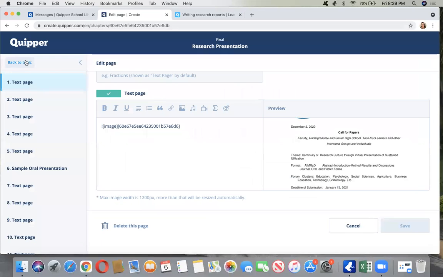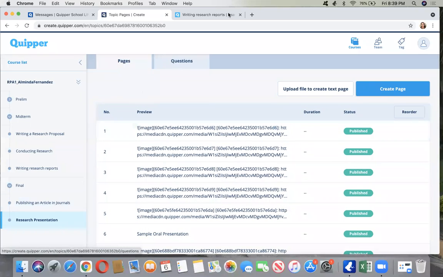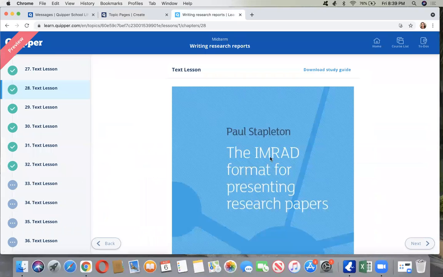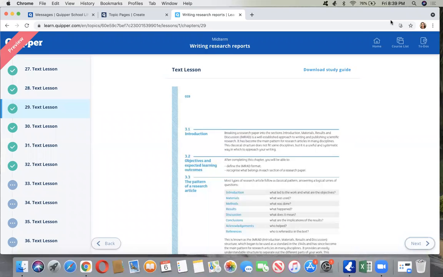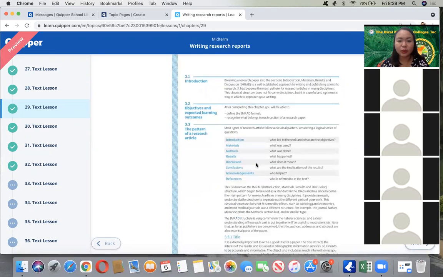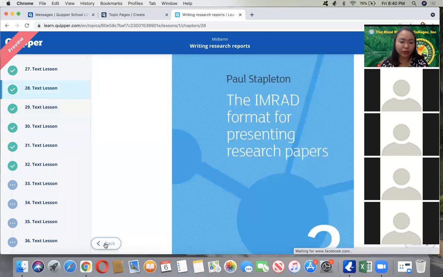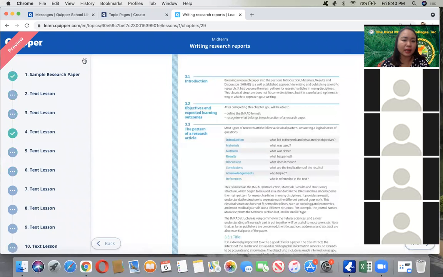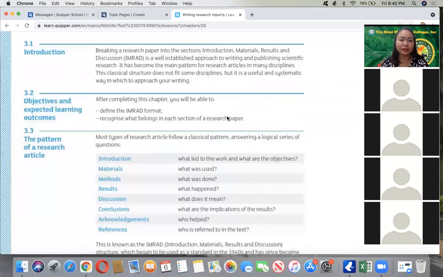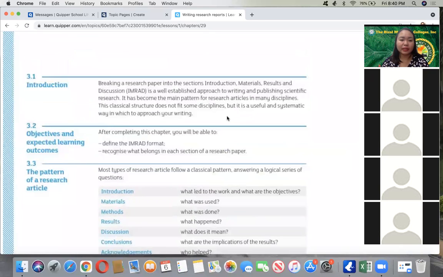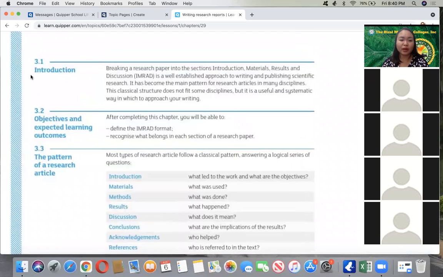So, but we're still going to talk about it, hopefully matapos natin yung finals. Konti lang naman ito, rundown lang ito. So we've been talking about this for you to understand ano talaga ang IMRAD. So it stands for introduction, materials, result, and discussion.